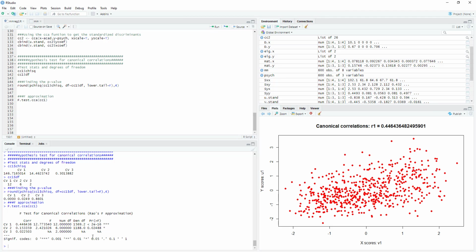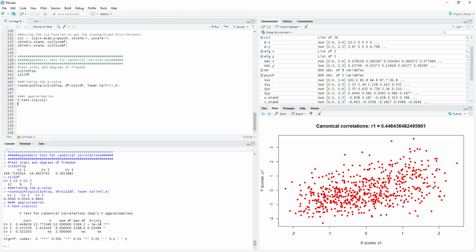For some reason, it doesn't give you anything for the last one. I don't know why. Because if you do it out by hand, you can get an F value, a denominator degrees of freedom, and a p-value. But this function decides to not give it to you. The correlation is pretty small anyway, so probably not statistically significant.